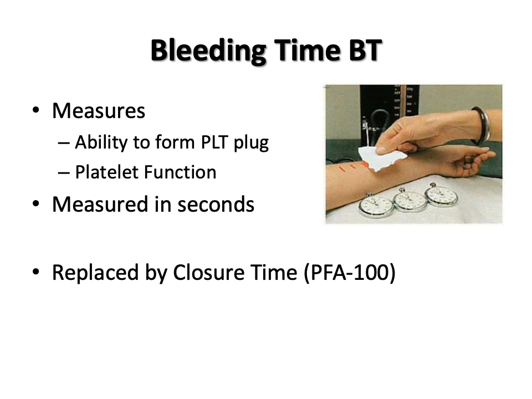For the IVY method, the blood pressure cuff is placed on the upper arm and inflated to 40 millimeters of mercury. A lancet or scalpel blade is used to create a standard-sized incision that is 10 millimeters long and 1 millimeter deep on the underside of the forearm. Every 30 seconds, filter paper is used to draw off blood without disturbing the incision, which could disrupt the clot and falsely prolong the bleeding time.